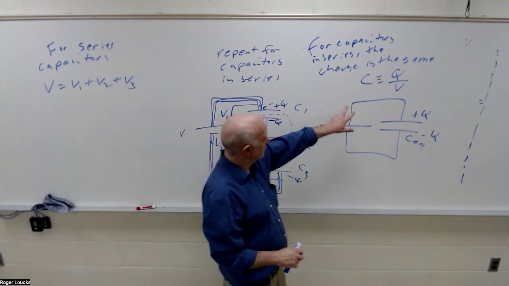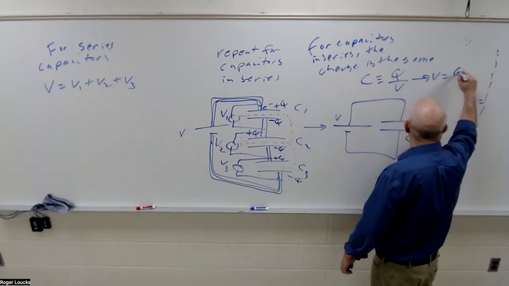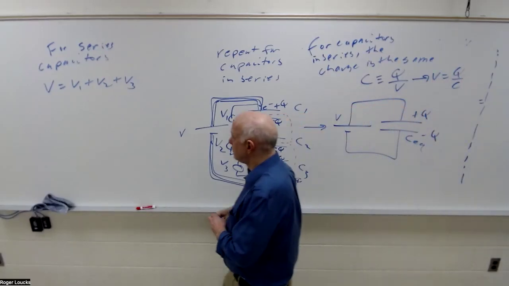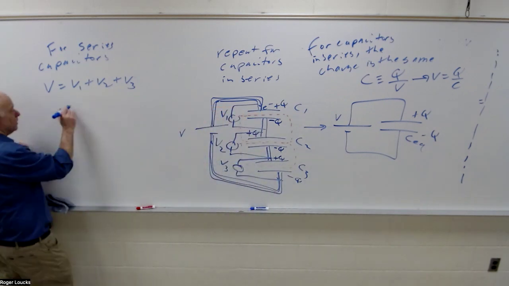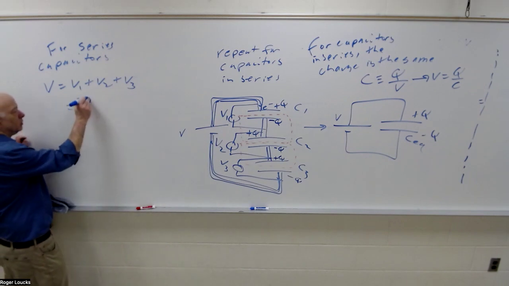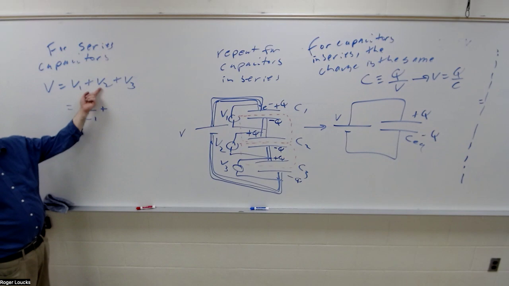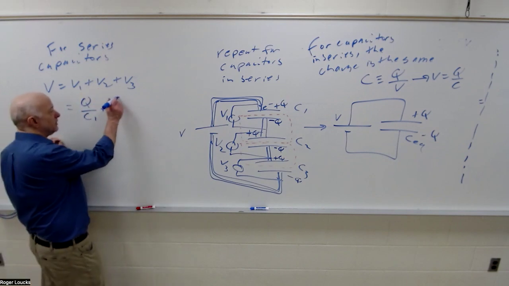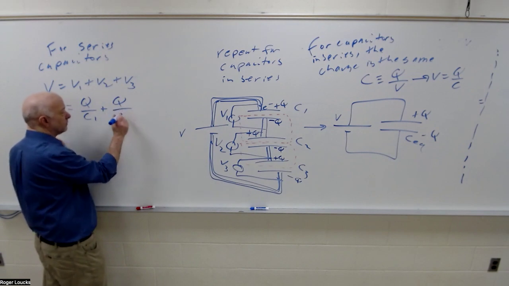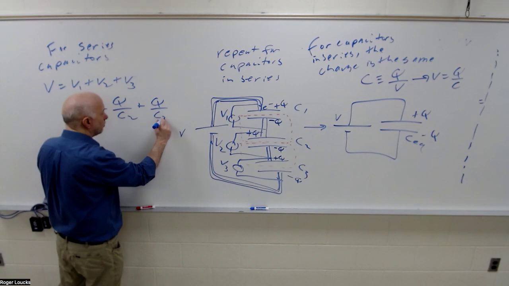Over C. Yeah, we take our V and our C, we flip them. This gives us V equals Q over C. So this has to be what? This has to be the charge on that first capacitor, which is Q, over C1. What's going to be the voltage on the second capacitor? Q over C. Yeah, charge, which happens to be the same, over C2. And then likewise for this one, this is Q, over C3.